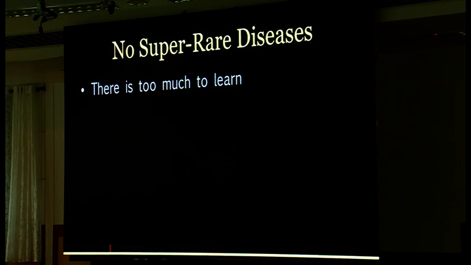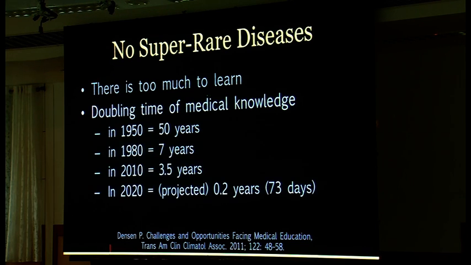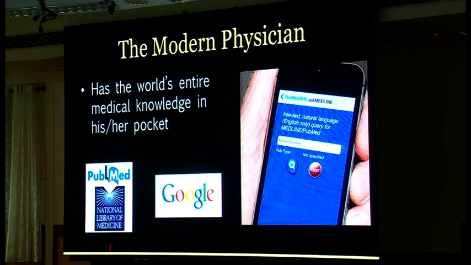There's just too much to learn. In 1950, the doubling time of knowledge was 50 years. In 2020, it's projected to be 73 days. So we can't expect people to memorize trivia. And we also recognize that our residents and fellows have all of the world's knowledge in their hand. So if they want to find out what Michael's syndrome is, they just go to PubMed or Google.